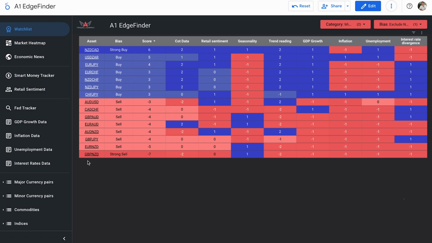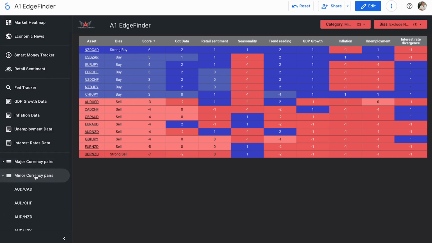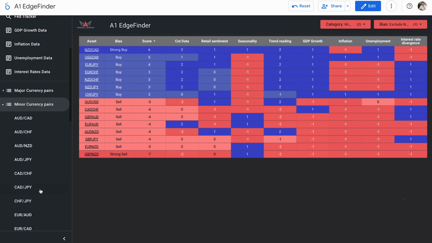However, I think I'm going to take a look at GBP NZD simply because I took a look at a buy yesterday, so it's time to look at a sell. GBP NZD is our strongest sell with a score of -7. I did look at this pair earlier in the week, but in case you've missed it or want a refresher, we're going to take a look at this again today because it is our strongest score in the Edge Finder as of right now.